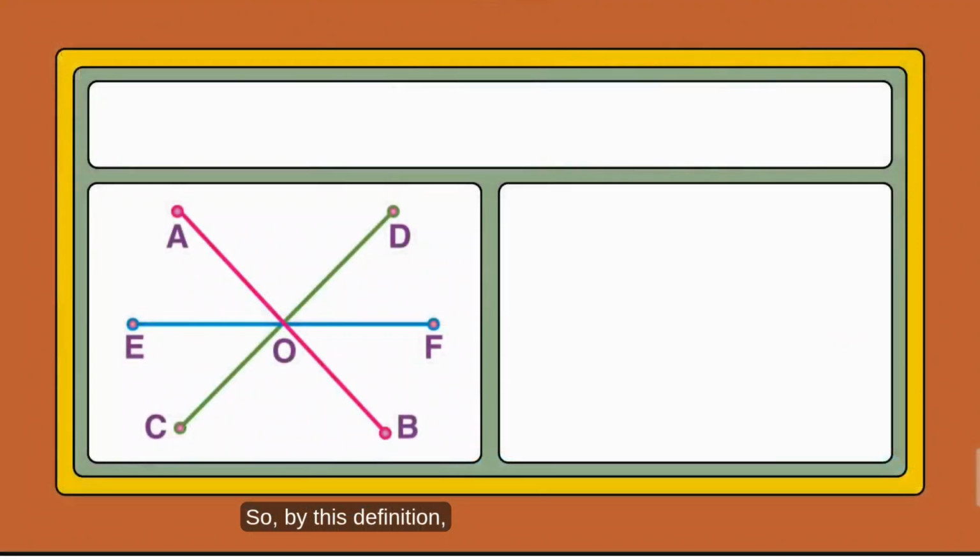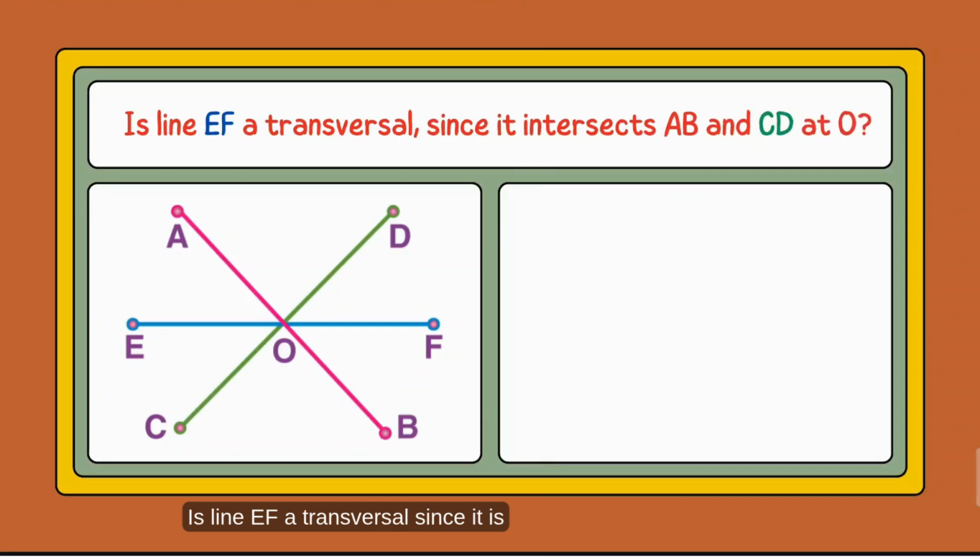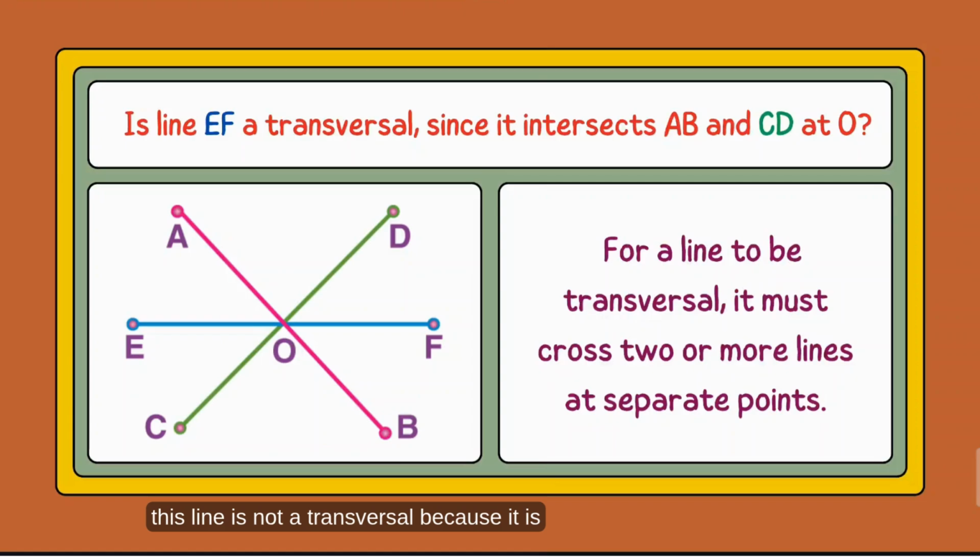So by this definition, can I call EF transversal to AB and CD? What's your take on it? Is line EF a transversal since it is also intersecting AB and CD at O? No, this line is not a transversal because it is only intersecting AB and CD at a single point O. For a line to be transversal, it must intersect at more than one point, separate points of intersection for each line. Only then a line can be considered a transversal.